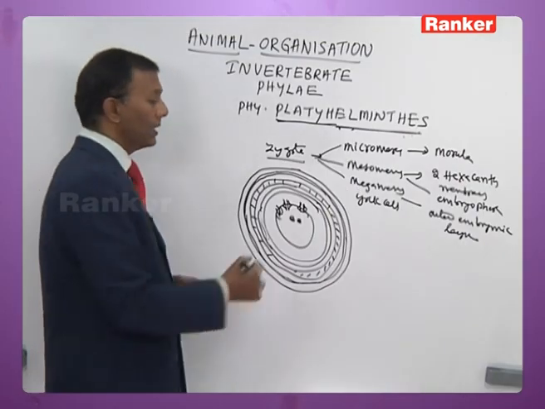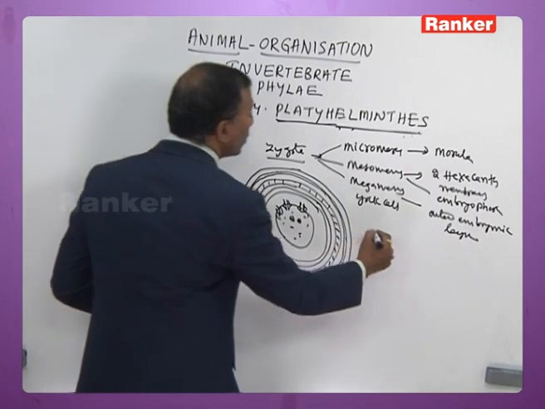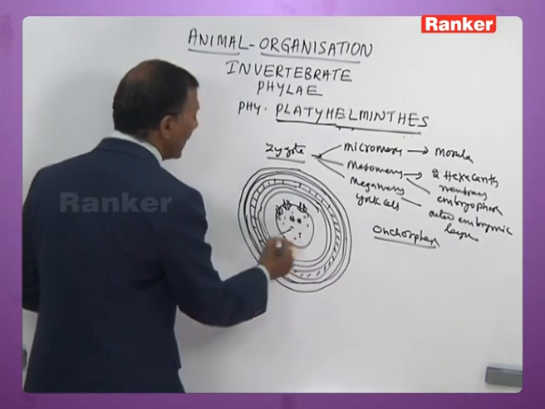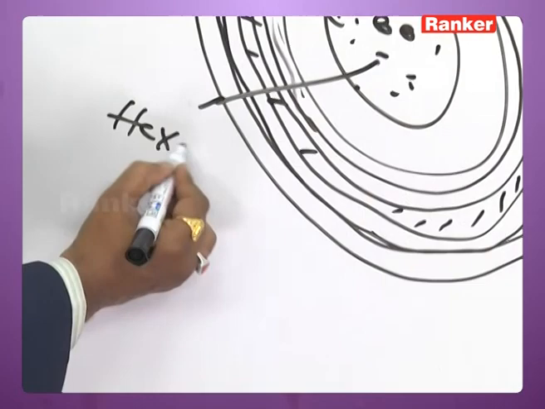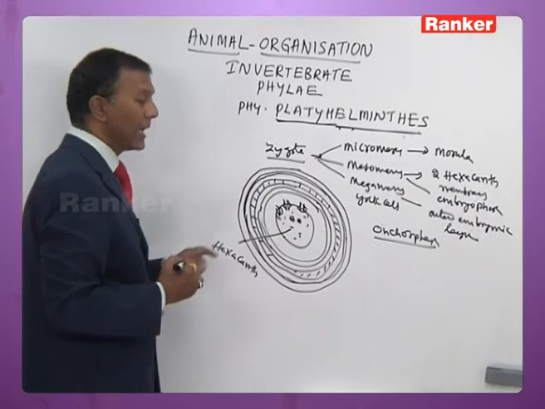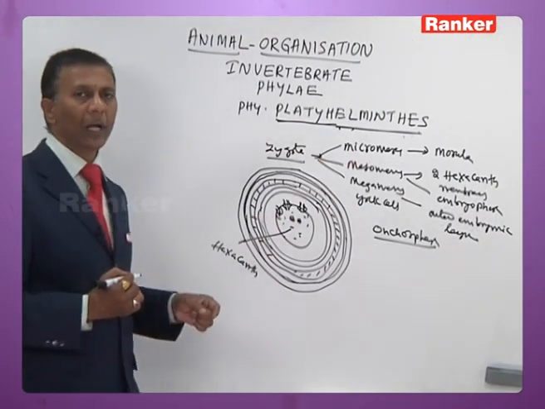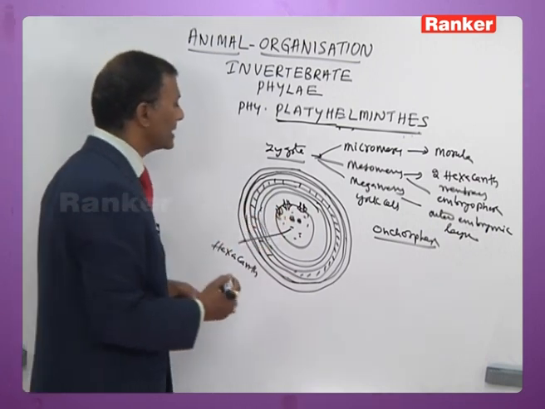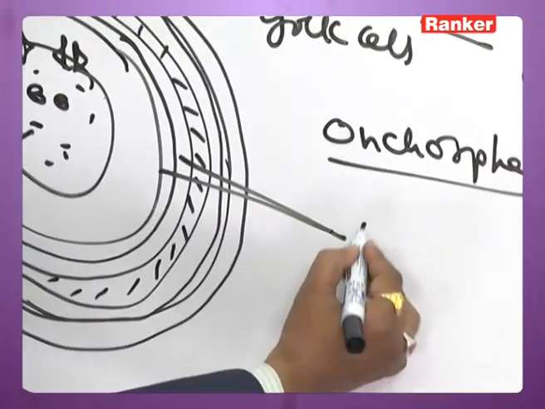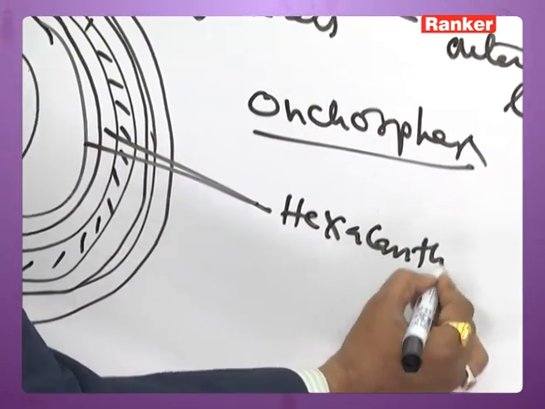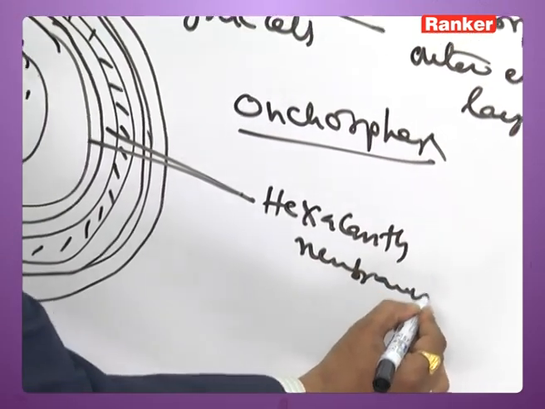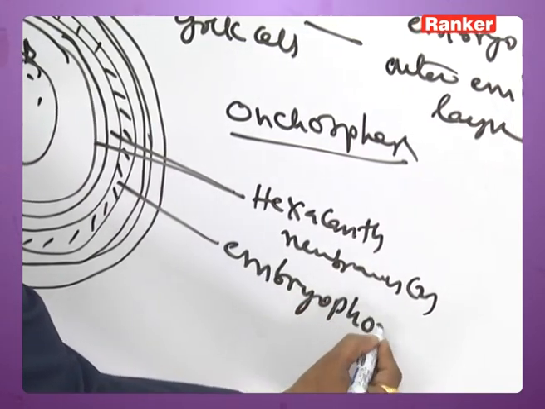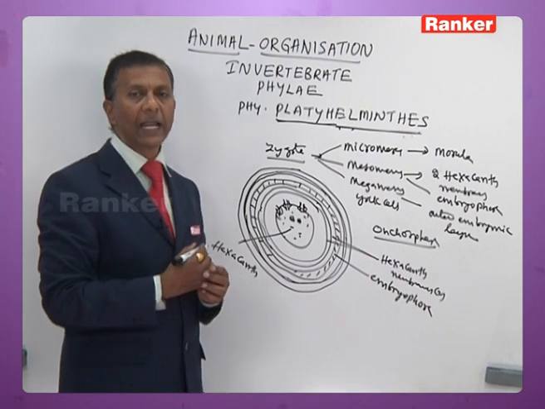So this complex structure is called oncosphere. This oncosphere contains a centrally situated hexacanth, which originates from the morula. The hexacanth is provided with 3 pairs of hooks and a pair of penetration glands. The hexacanth is surrounded by 2 hexacanth membranes and an embryophore. The embryophore is also called secondary eggshell.